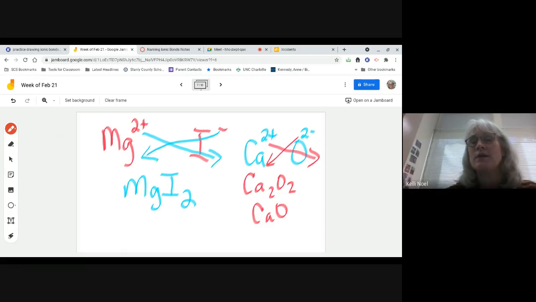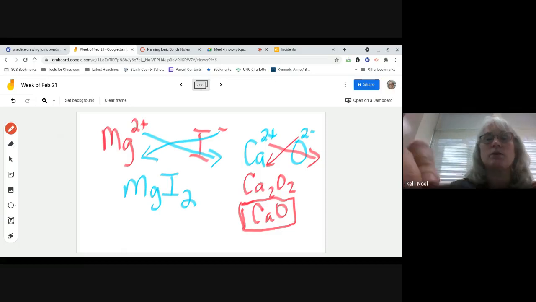If you see that they are the same number, just different charges, you can immediately go ahead and reduce it and write it there. If I had 2 and 4, if I had 3 and 6, those can be reduced. So keep that in mind and look for things that you might have to reduce.